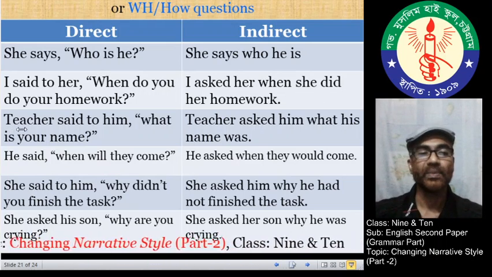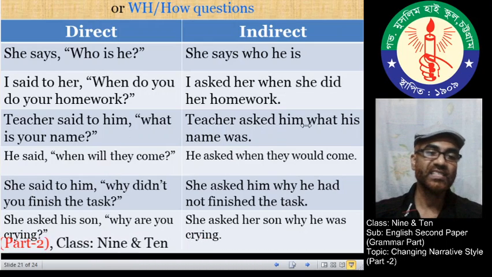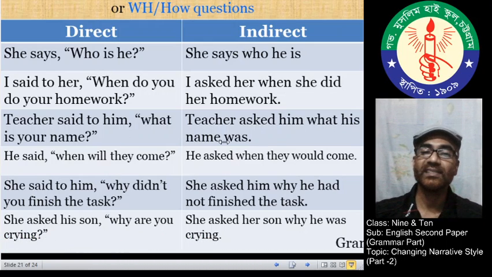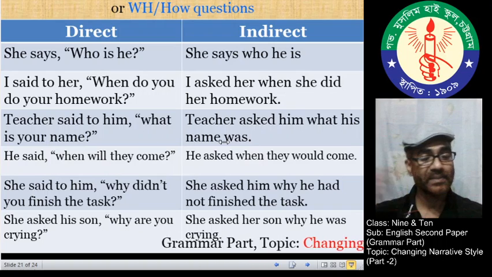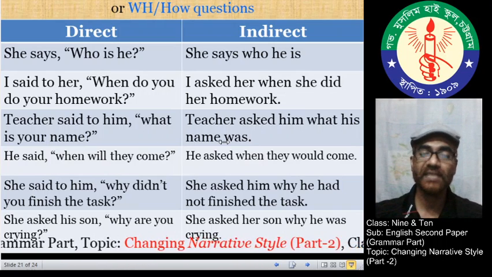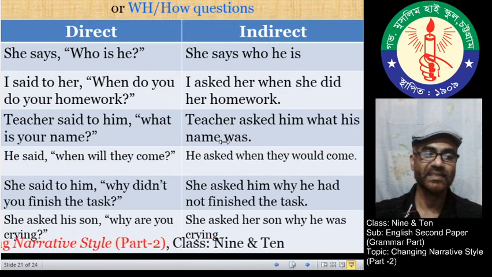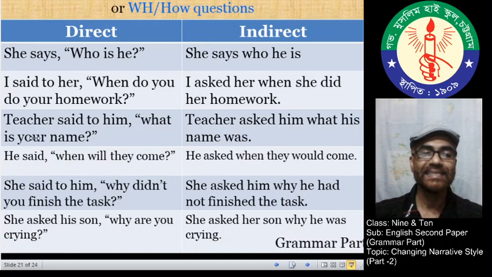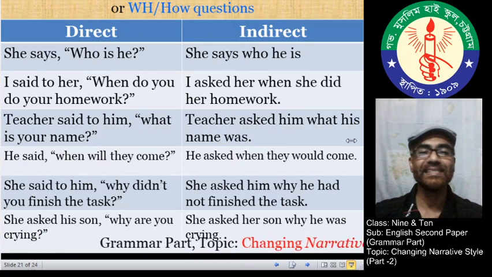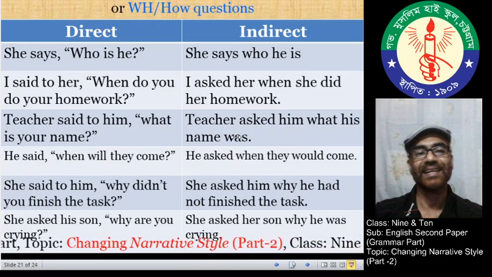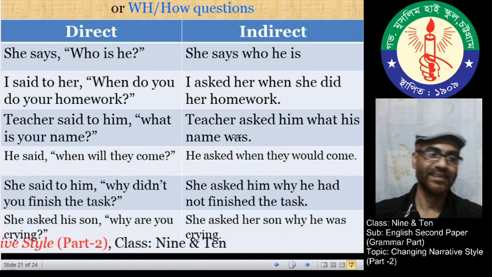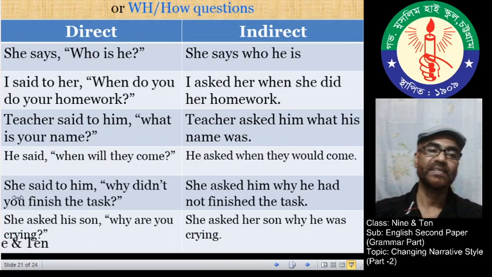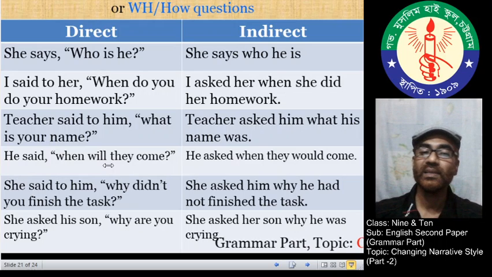Teacher said to him, what is your name? Teacher asked him what his name was. Also the be verb changes its position after the subject. What is your name? What his name was. That means is becomes was and it takes the position after the subject. Okay, next one.